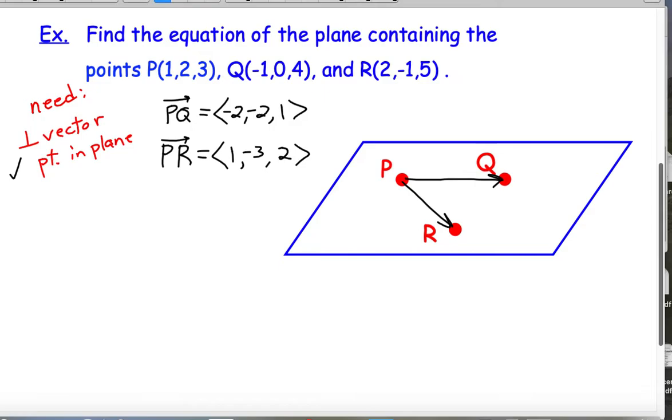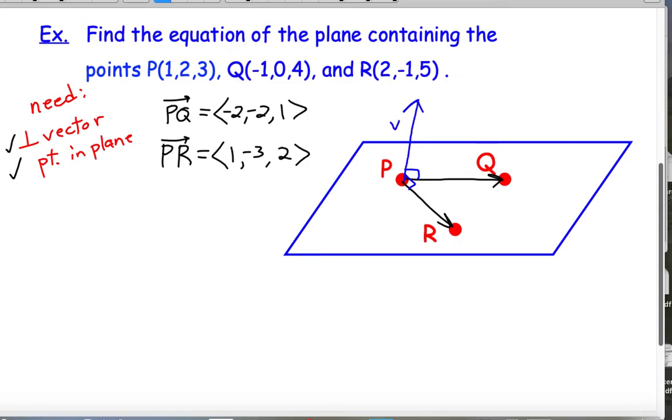All right, so now what do we know? What can we do with those 2 vectors? Well, what do we need? Let's go back to what we need. We need a vector that's perpendicular to the plane. So we need a vector that's perpendicular to both of those vectors that are in the plane. Well, if you remember back, we had an operation called cross product, and when you do the cross product of two vectors in 3 dimensions, you get a vector that's perpendicular to both of those vectors, and therefore perpendicular to the plane that they determine. So I'm going to do the cross product of PQ and PR, and that'll give me my perpendicular vector.